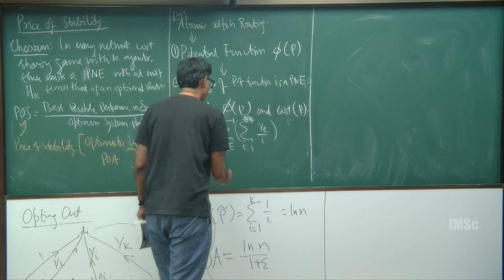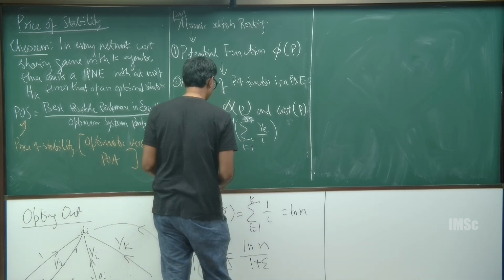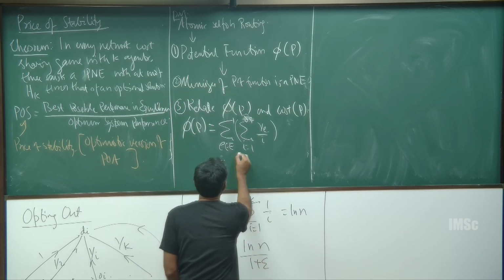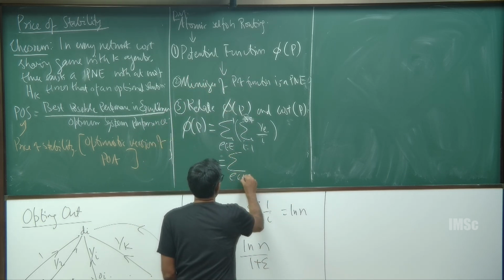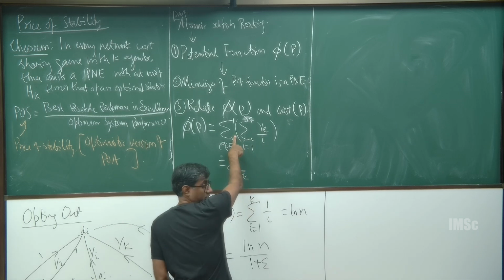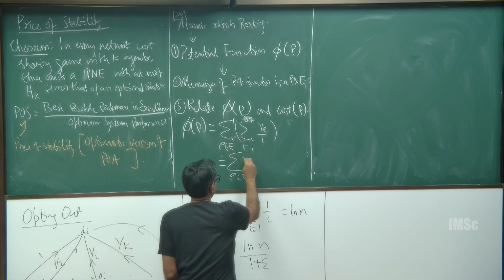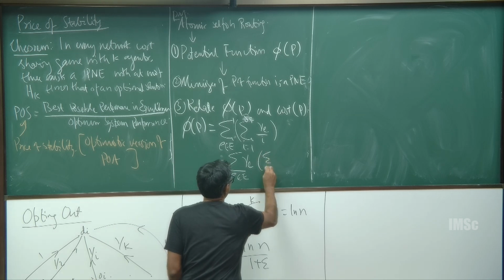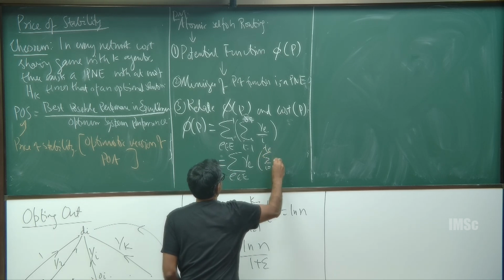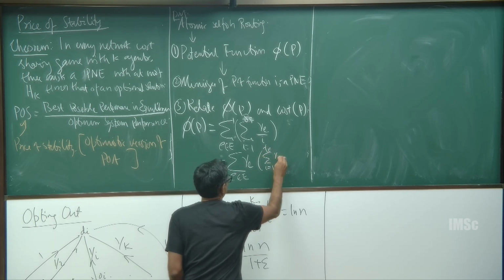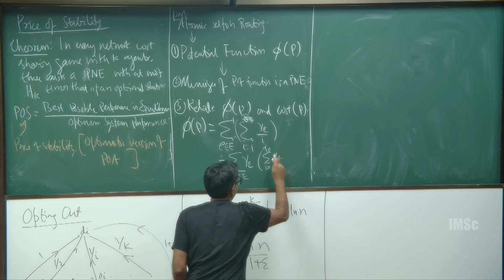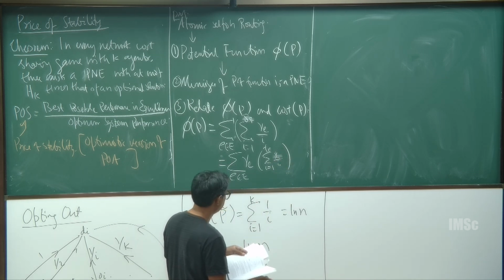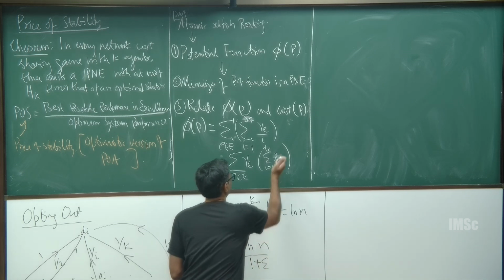So, what is this the same as? What can I write here? Let us see, gamma e I can take out, and what is this? Summation i equal to 1 to F e of 1 over i. Is it okay? Right, this is what it is.